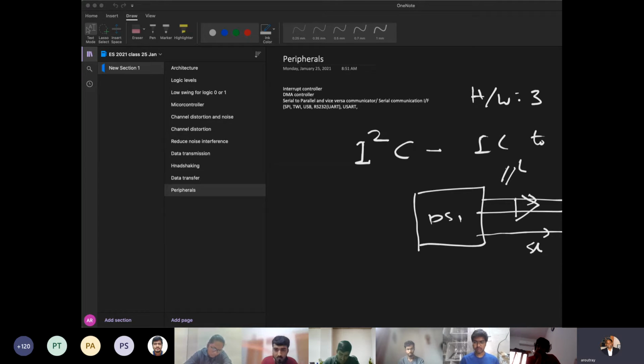Then whether apple and orange is received correctly or not, how would I make sure? Suppose you have sent 5 apples and 3 oranges, 8 bits. Apple might change to orange because of channel distortion, noise, etc. in between. Apple might change to orange or orange might change to apple. So in that case, how would you make sure?